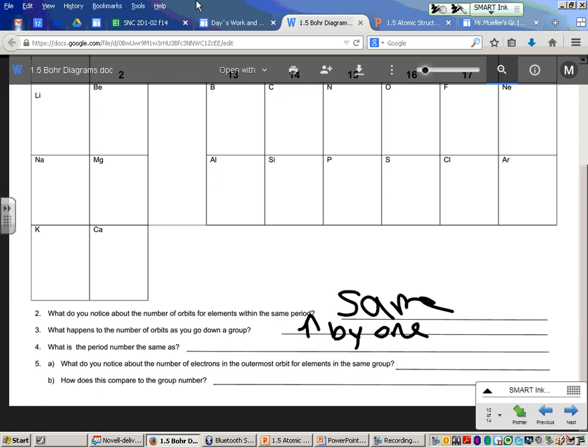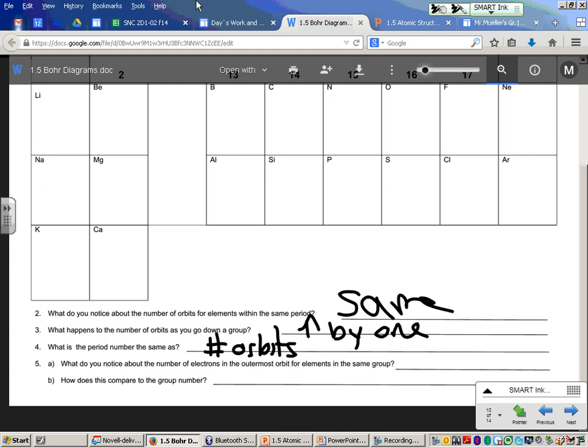What is the period number the same as? Yep, Megan. The period number is the same as the number of protons. So you're telling me all these elements in the third period have 3 protons? The number of orbits. Good. It's the same as the number of orbits. That's a quick way for you to tell how many orbits we're dealing with. If it's in the 4th period, it should have 4 orbits.